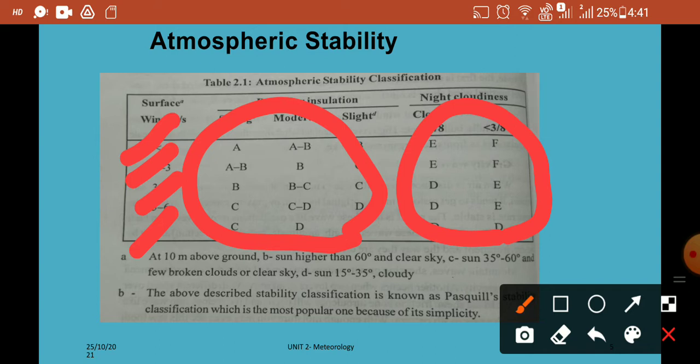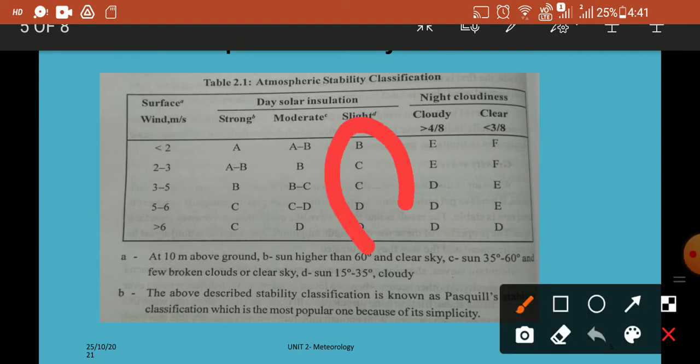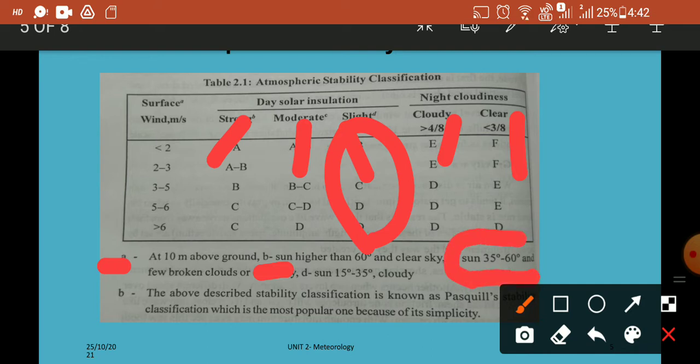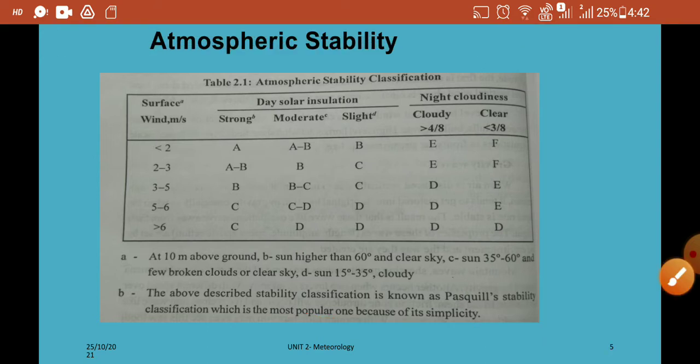Under all these conditions, the day case is classified into strong, moderate, and slight, and night times are classified into cloudy and clear. Small a means at 10 meters above the ground, and small b means the sun is higher than 60 degrees. The temperature is around 35 to 60 degrees Celsius. The stability classification described above is known as Pasquill's classification, which is the most popular and most important in its simplicity. The table represents the atmospheric stability classifications.